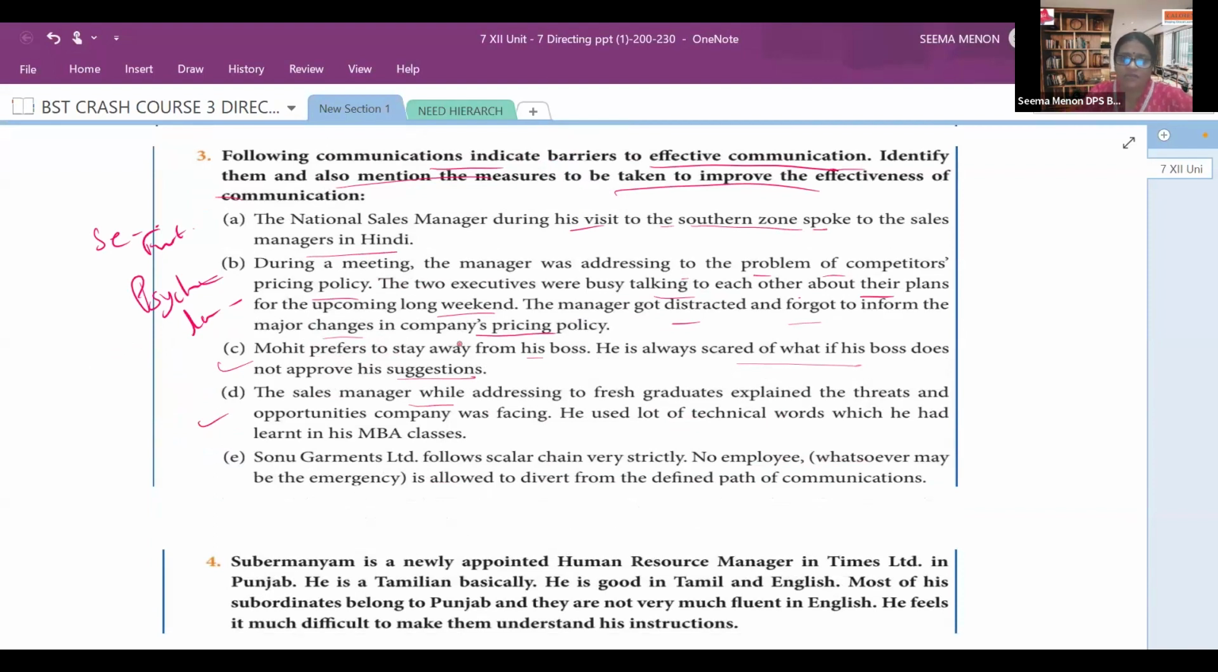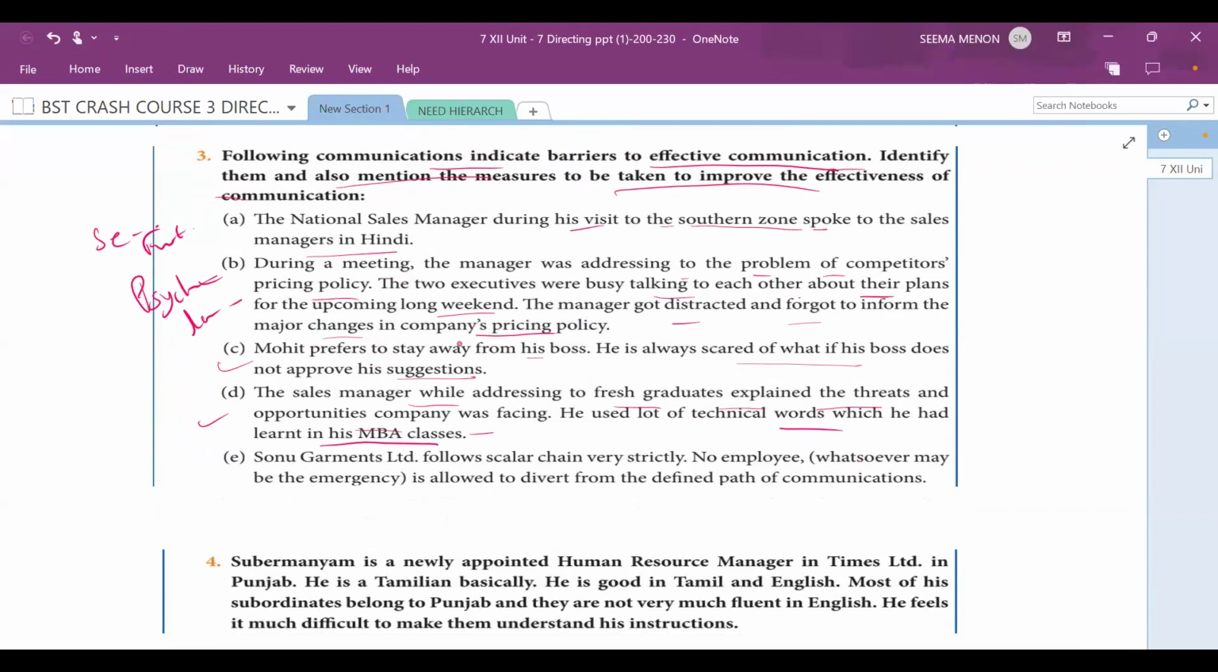Number D: the sales manager, while addressing fresh graduates, explained the threats and opportunities the company was facing. He said what the opportunities are, and meanwhile what the threats of the company are. He used a lot of technical words which he had learned in his MBA class. There he was using so many technical words, which he had already learned in MBA classes, right?